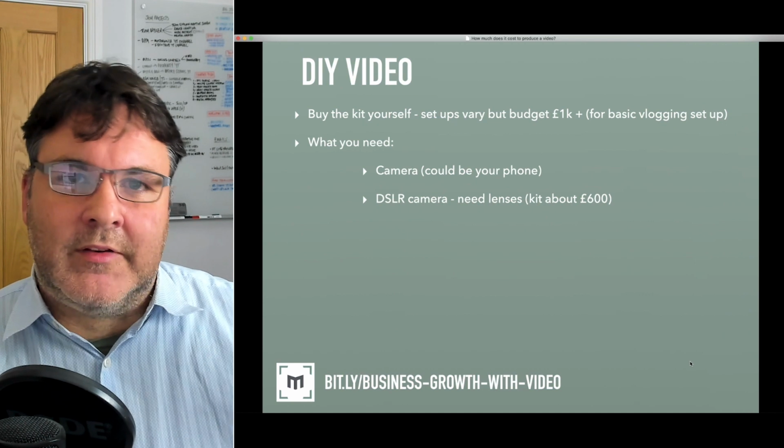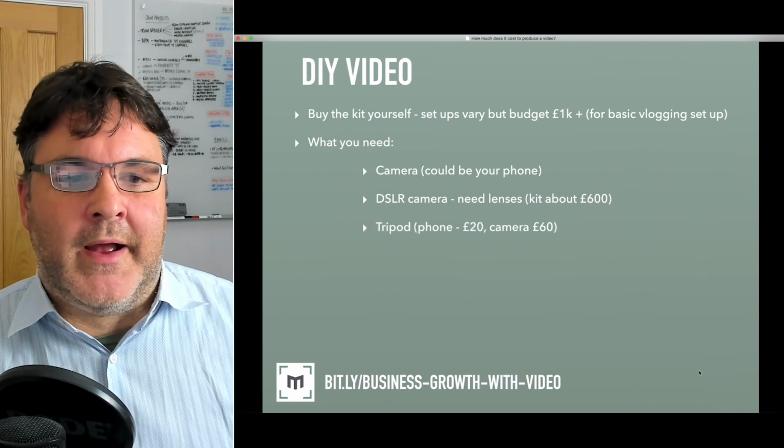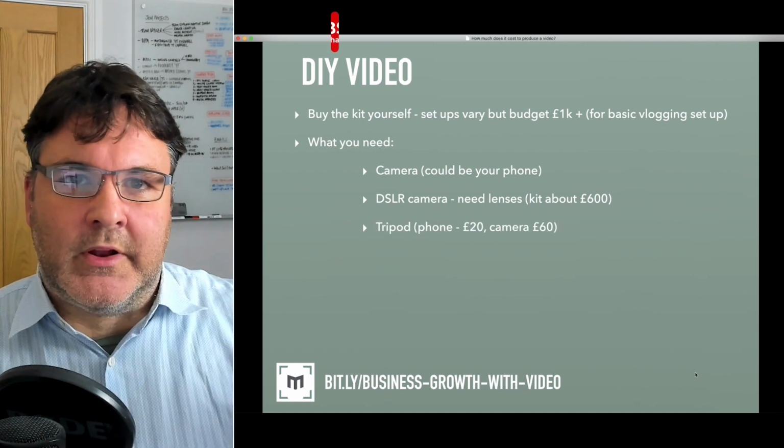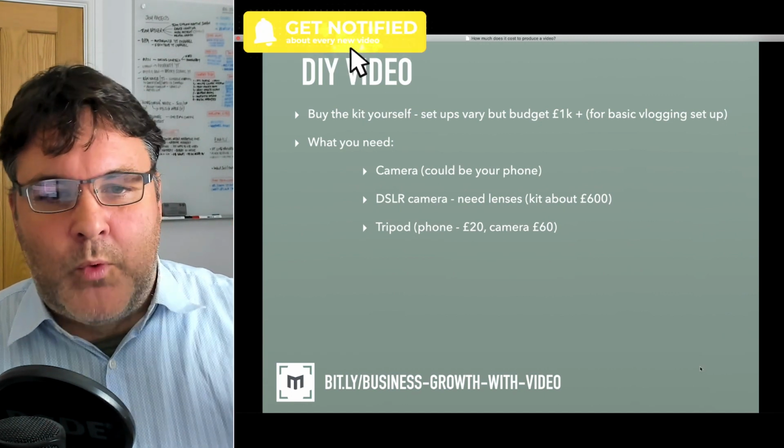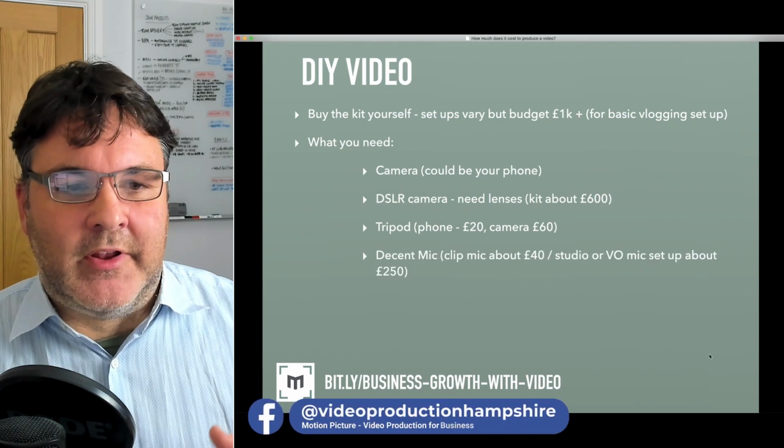You can get a DSLR kit from around about £600. The tripod, obviously, because you want to keep the camera stable. A phone one would cost about £20, and a decent one for a camera, about £60.